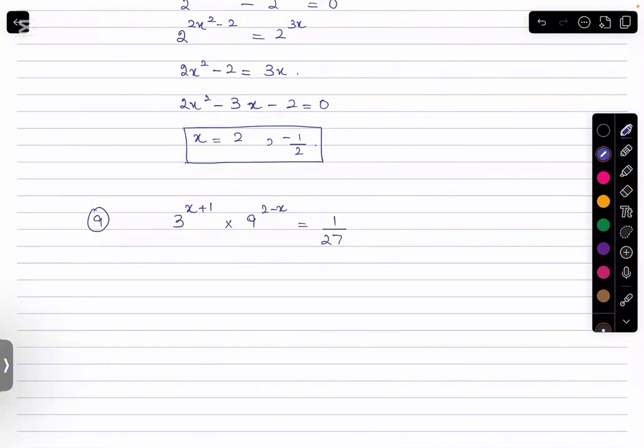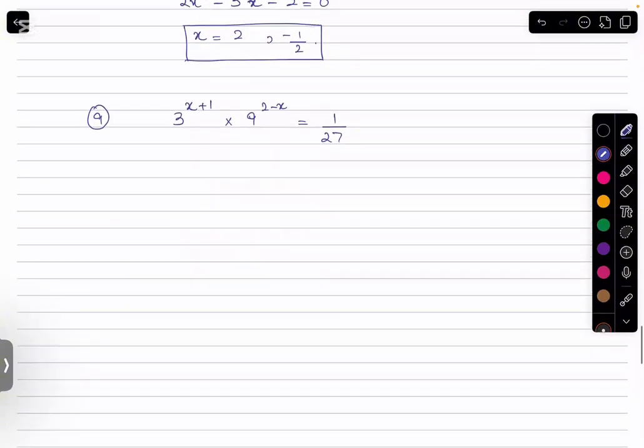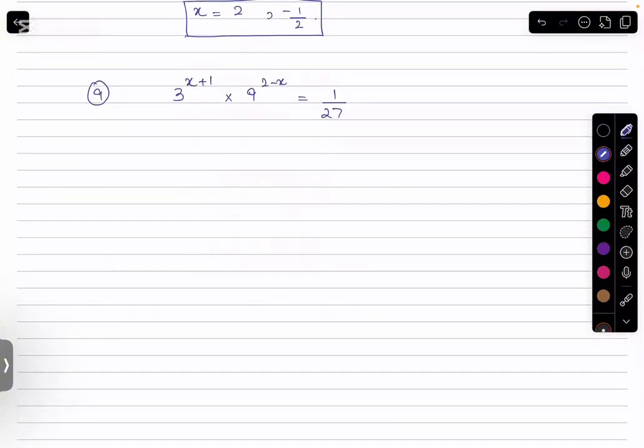You're getting the same answer? Yes, ma'am. Now we have this question. Okay, in this we need to apply a few more rules. First, it's 3 to the power x plus 1 times 9 to the power 2 minus x, which is equal to 1 upon 27. The hint here is that 3, 9, and 27 are all multiples of 3. So I can very easily convert them all to base 3. So start by converting them to base 3.